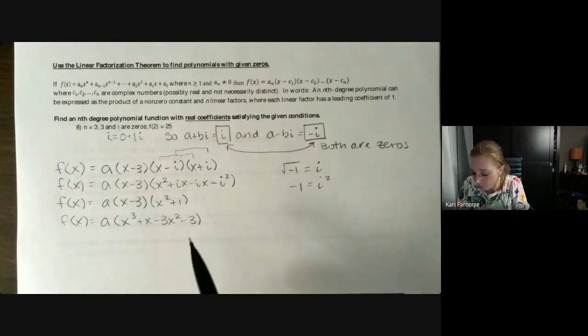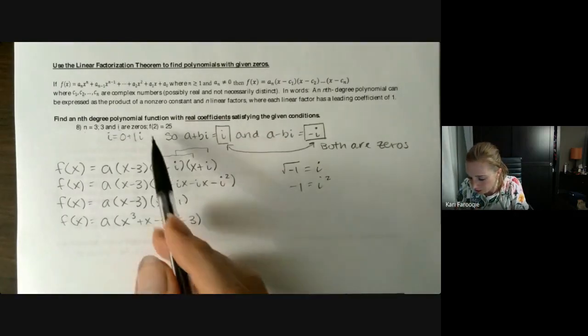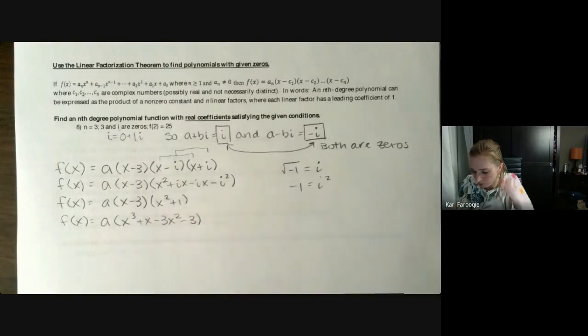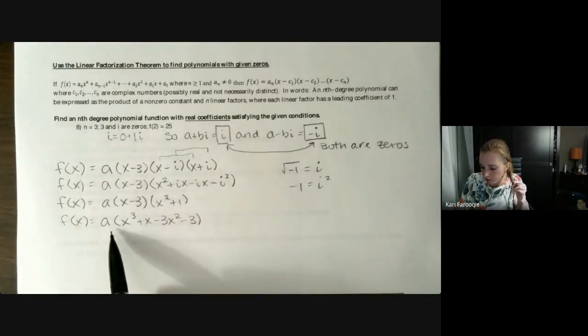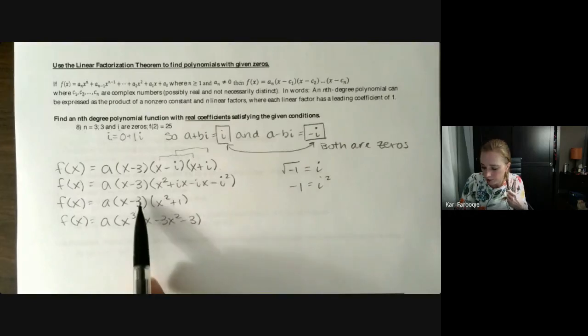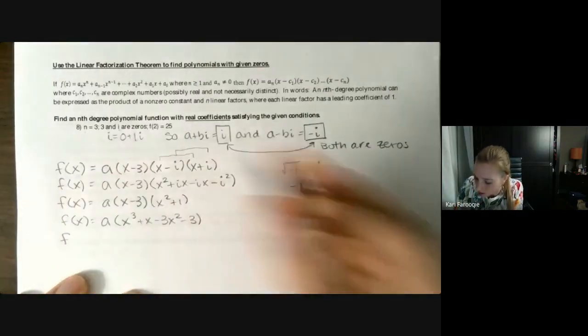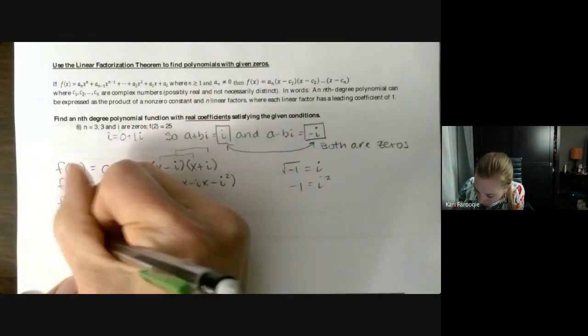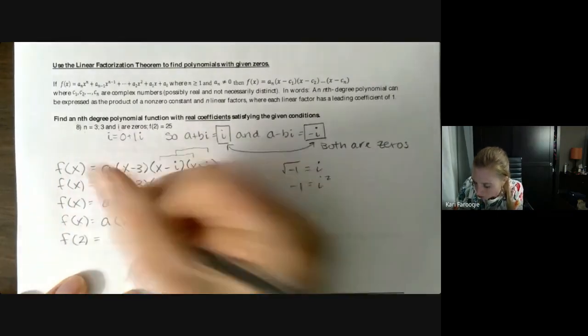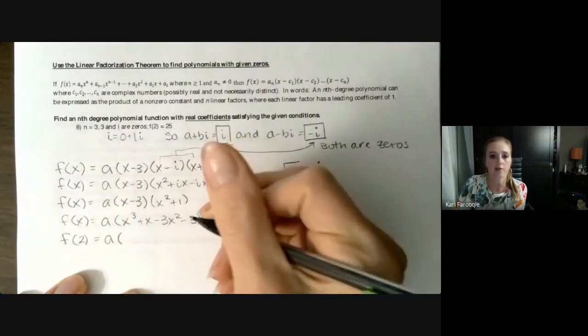All right, so now we can go ahead and use the fact that f of 2 is equal to 25 because we need to be able to solve for this value of a. Technically, we could have done it back here, but we already expanded it. So let's solve for it here. f of 2 equals, now everywhere you see x, swap it out with 2.